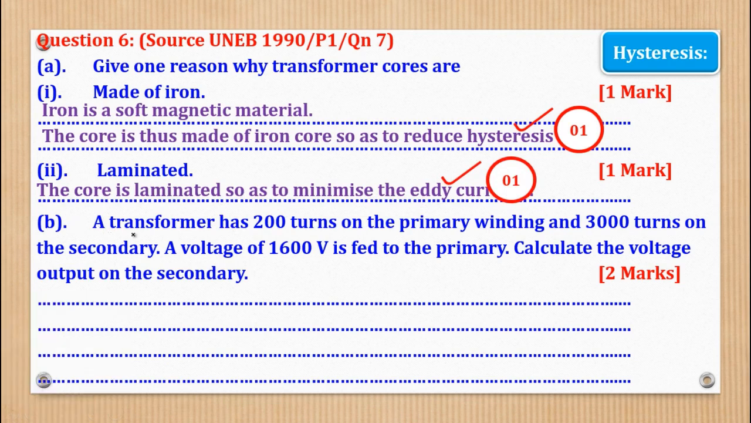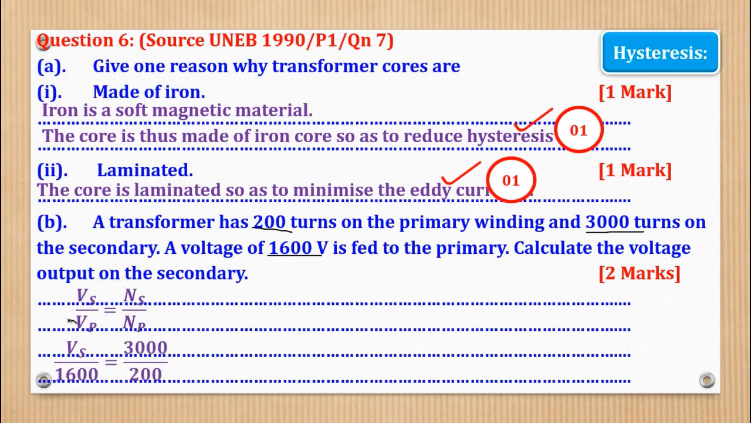Part B says that a transformer has 200 turns on the primary winding and 300 turns on the secondary winding. A voltage of 1600 volts is fed to the primary. Calculate the voltage output on the secondary. So first of all, you have to know the relationship between voltage and number of turns. After that, we shall come and substitute.